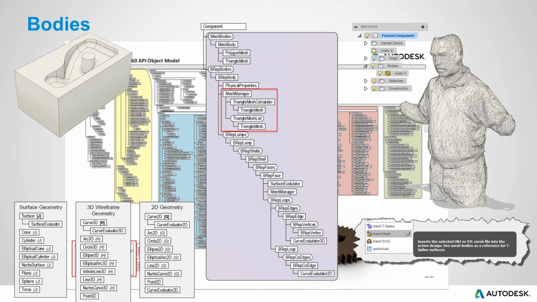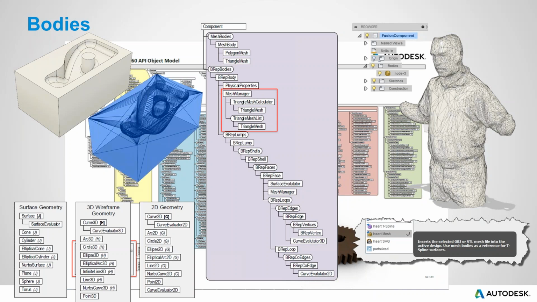And then there's this mesh manager on the BREP body, and that lets me get basically a triangle representation of the body. So the real body exists as well-defined surfaces, like cylinders and planes, but I can get an approximation of that as a set of triangles. A lot of products use that, especially for rendering, where they approximate the model using triangles. And so this supports getting that.